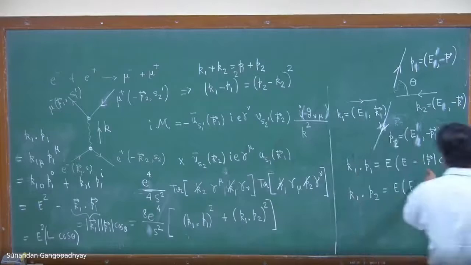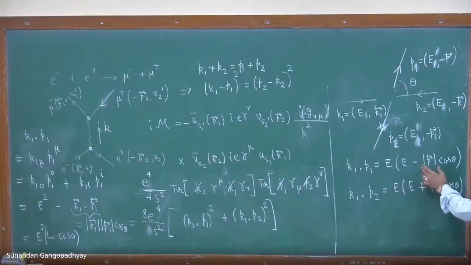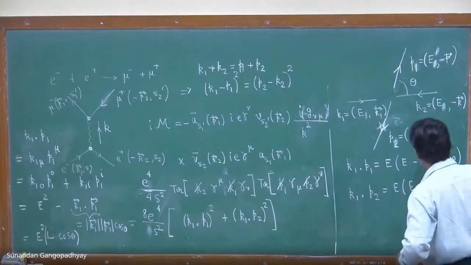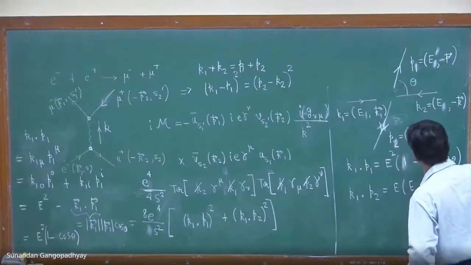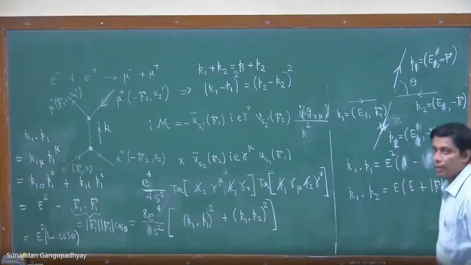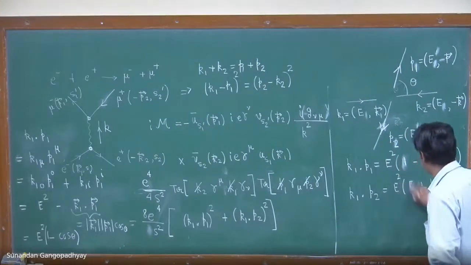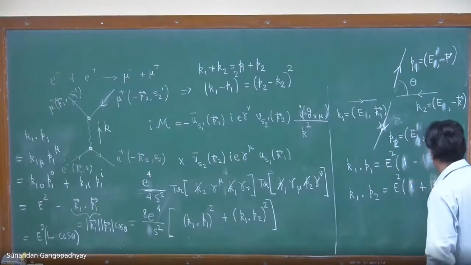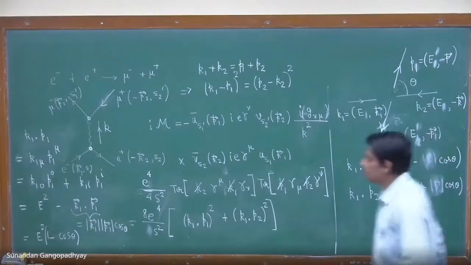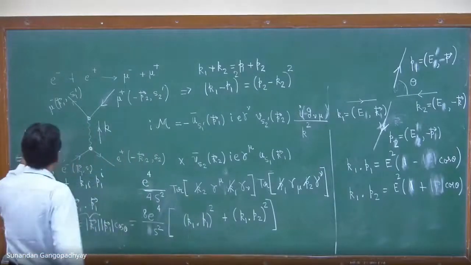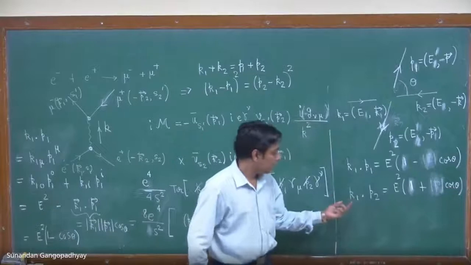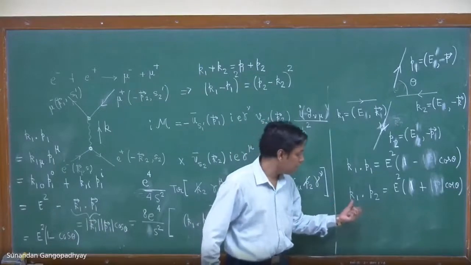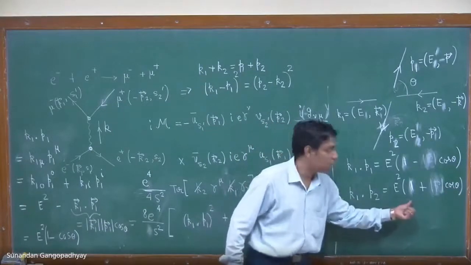So actually what I'm doing is, in this expression, in the limit where the rest mass goes to 0, you can replace this thing by E. So I can take E common, so this becomes E square times (1 minus cos theta), and similarly for this. So I've shown you the calculation of K1 dot P1, that is E square (1 minus cos theta). And in a similar way, if you proceed, you get K1 dot P2 to be equal to E square (1 plus cos theta).